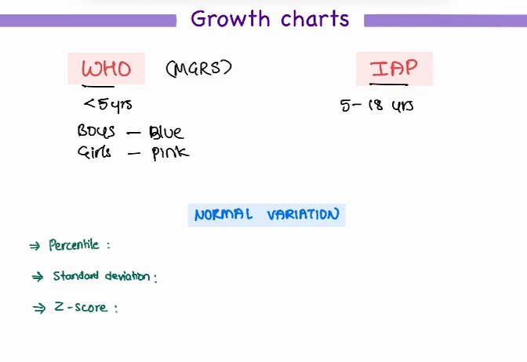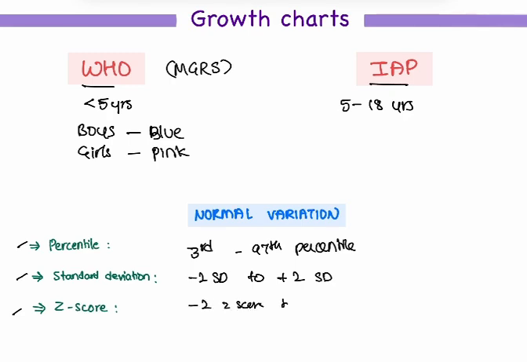The normal variation. How can we know while plotting that the anthropometry of the child is normal? That is, we measure by three components: percentile, standard deviation, or Z score. When the child lies between third and 97th percentile, it is normal. -2 standard deviation to +2 standard deviation, it is normal. -2 Z score to +2 Z score, it is normal.